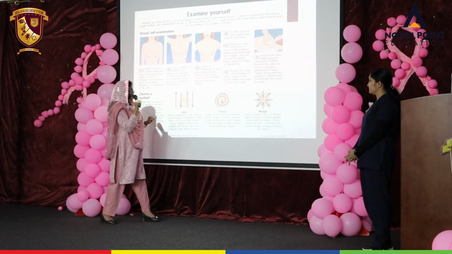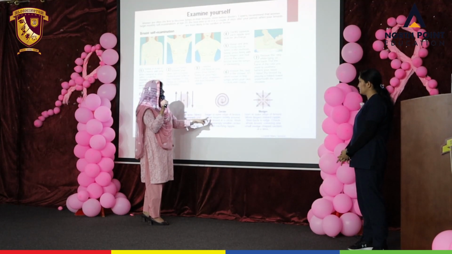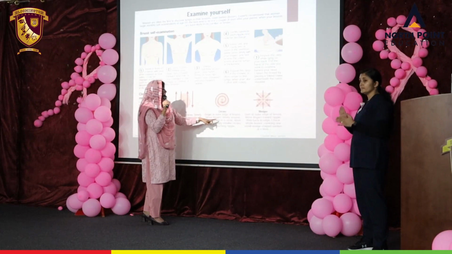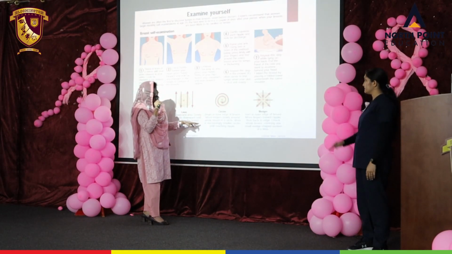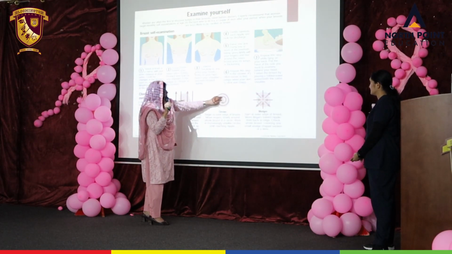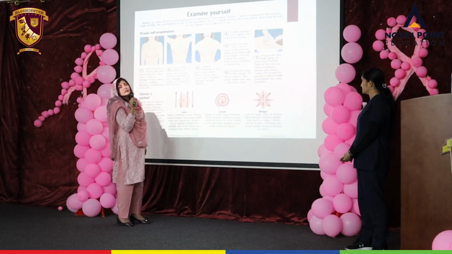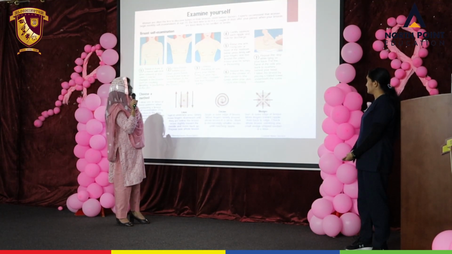Circular motion, how can you examine? You start at the outer edge of the breast. Move your fingers slowly around the whole breast in a circle. Work in increasingly smaller circles, you see, until reaching the nipple, and then you have to examine the nipple as well.